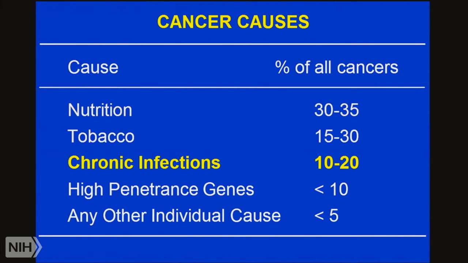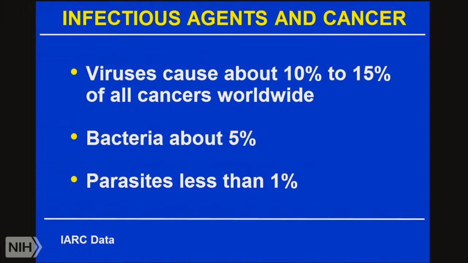All right. So next, chronic infections are linked to cancer, 10 to 20% here. That percentage probably is going to go down. Tobacco will go up because tobacco use is now increasing everywhere in Asia and Africa. It will probably go up to 30 or 40% as a cause of cancer, while infectious disease goes down because there's better hygiene all over the place. But still, viruses cause about 10 to 15% of all cancers worldwide. When you have chronic HPV and chronic HCV, you are at high risk of developing liver cancer.